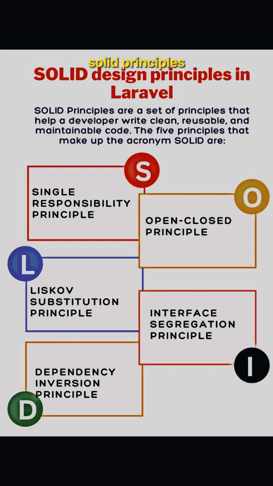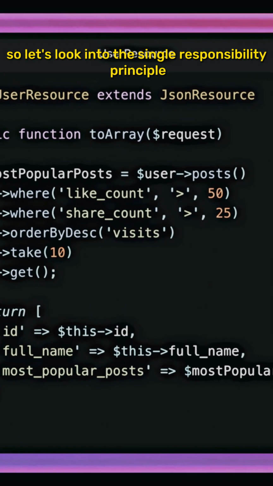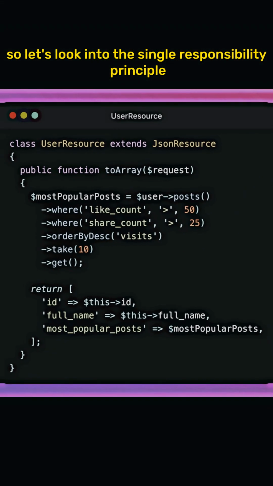SOLID principles basically guide us through writing code which is clean, reusable, and maintainable. And we have five principles, which include single responsibility, open-closed, Liskov substitution, interface segregation, and dependency inversion principle. So let's look into the single responsibility principle.